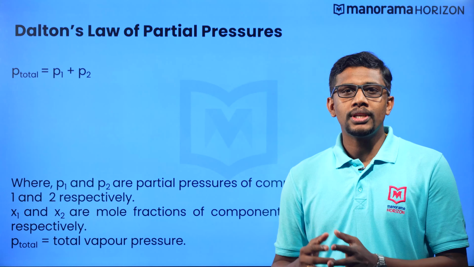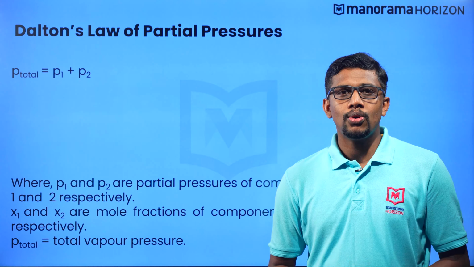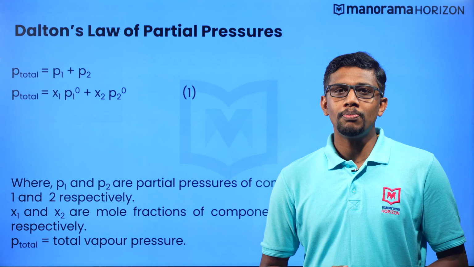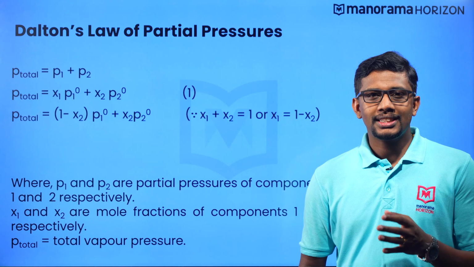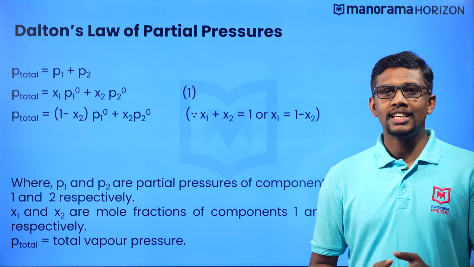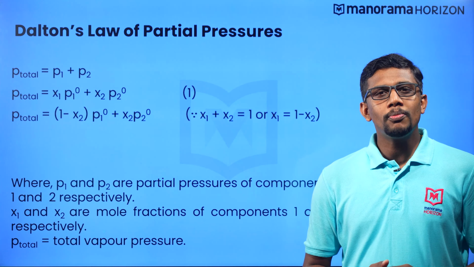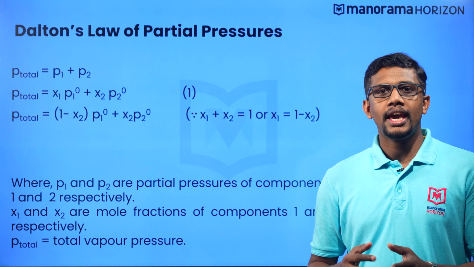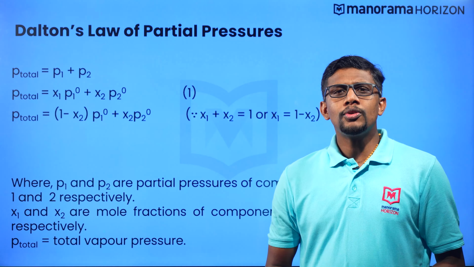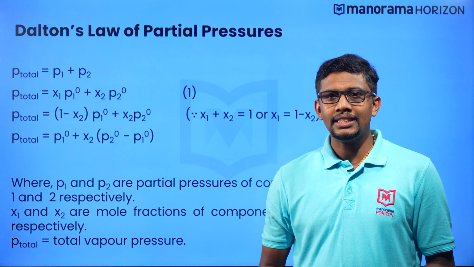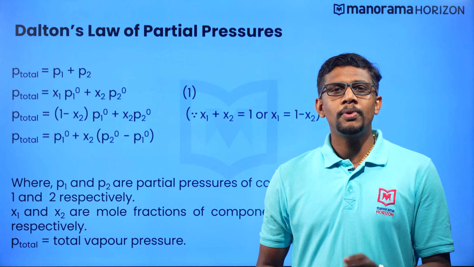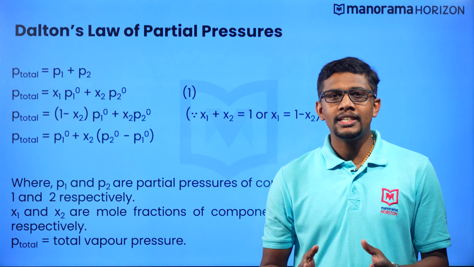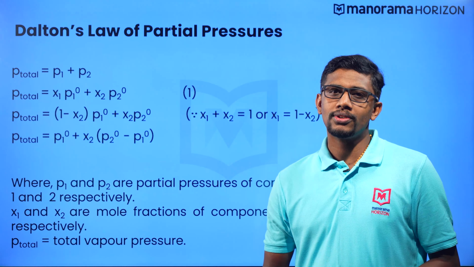That is, P total is equal to P1 plus P2, or P total is equal to x1 into P1⁰ plus x2 into P2⁰. For a binary solution, the sum of mole fractions x1 plus x2 is equal to 1. Then you may write P total is equal to (1 minus x2) into P1⁰ plus x2 into P2⁰. Substituting this, you may see that P total is a linear function of x2, as P1⁰ and P2⁰ are constants. That is, P total can be related to the mole fraction of any one of the components.